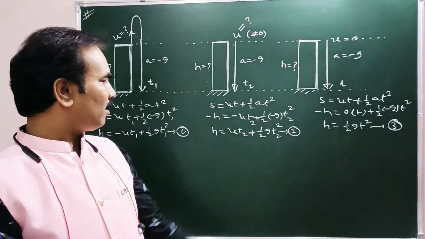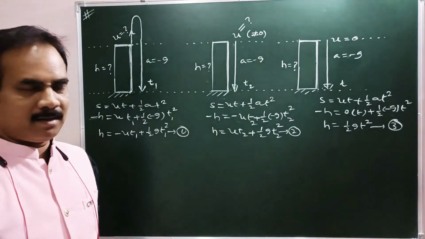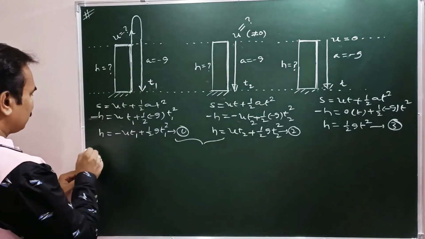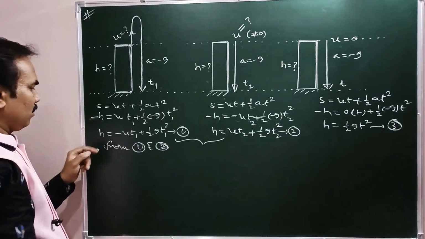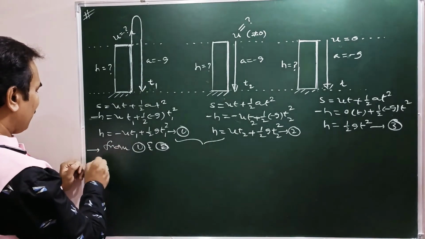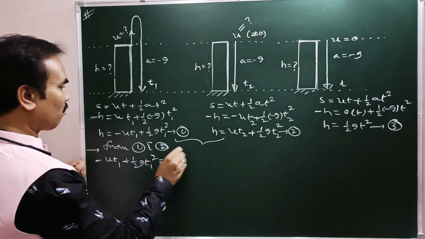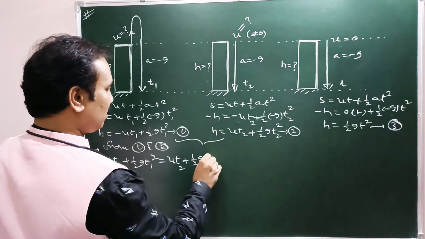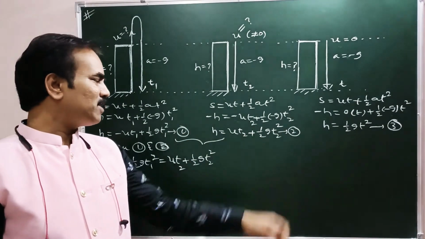Number 1, number 2, number 3. So in all the three expressions we have the height of the tower, right? Now from 1 and 2, equate the RHS, since the LHS remains the same: minus ut1 plus half g t1 square equals ut2 plus half g t2 square. So from 1 and 2, LHS remains same, RHS also must be same.